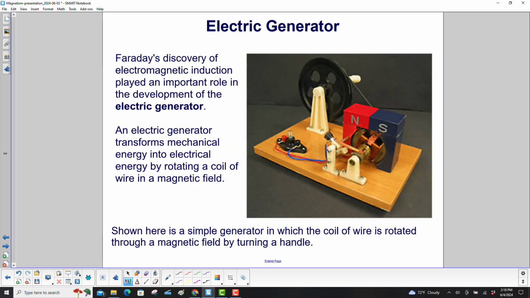Faraday's discovery of electromagnetic induction played an important role in the development of the electric generator. An electric generator transforms mechanical energy into electrical energy by rotating a coil of wire in a magnetic field. Shown here is a simple generator in which the coil of wire is rotated through a magnetic field by turning a handle. So here's the handle. You just rotate that, it rotates the coil, and since it's within a magnetic field, it will light up this little light bulb. It's producing electricity.